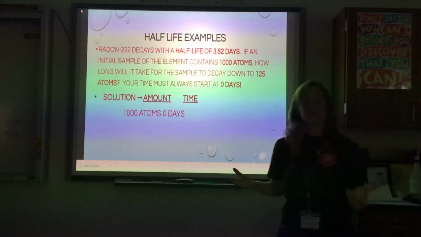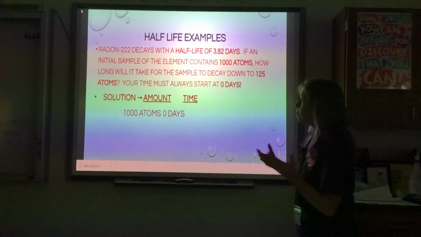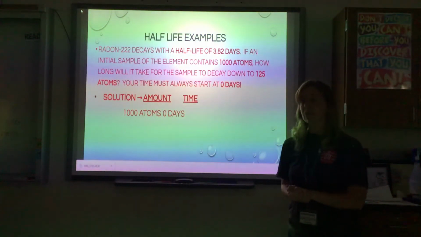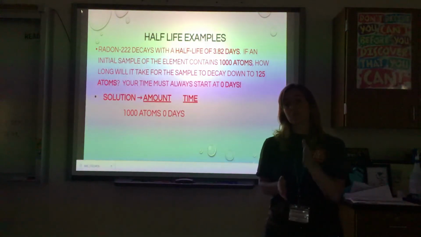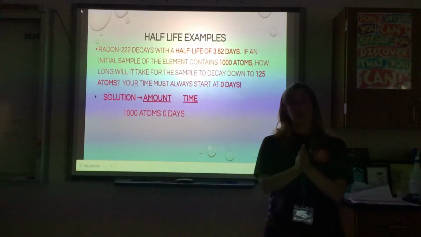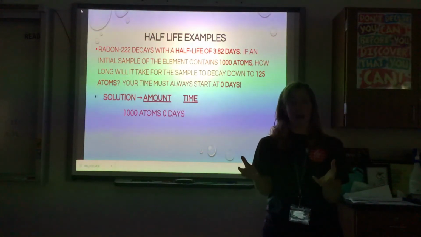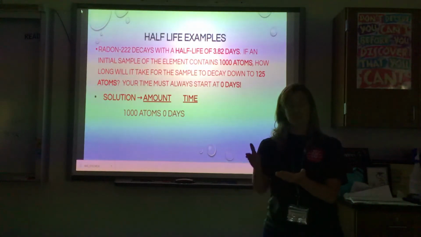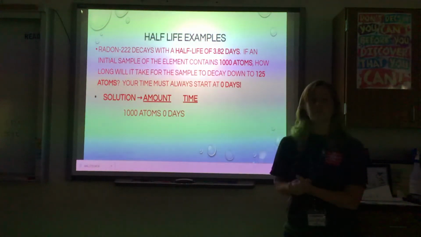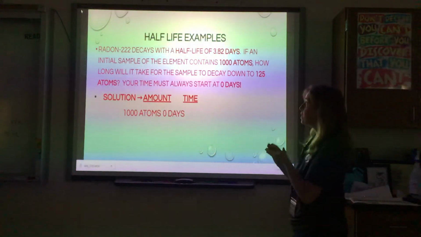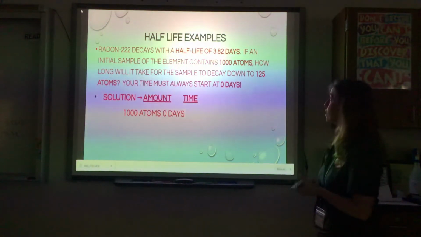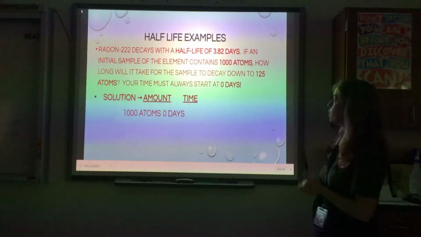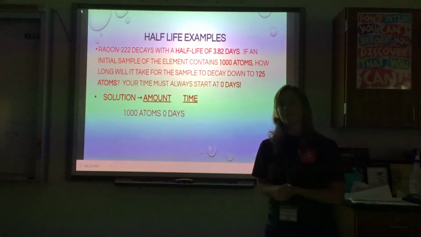All right, so let's try to do one of these problems. The problem says that radon-222 decays with a half-life of 3.82 days. So what they're saying is it takes 3.82 days for radon-222 to decrease its sample by half. So however much of the sample I have, to get automatically 50% of that sample, it's going to take me 3.82 days. Now, if an initial sample of the element contains 1,000 atoms, how long will it take for the sample to decay down to 125 atoms?